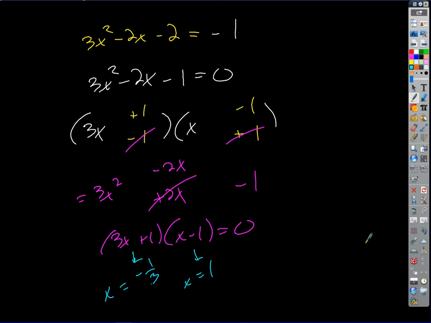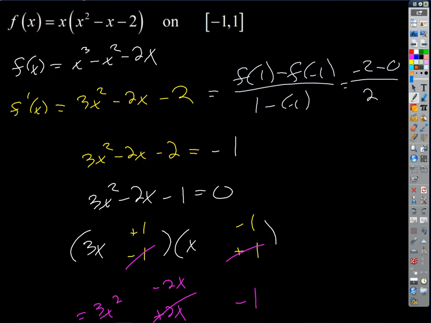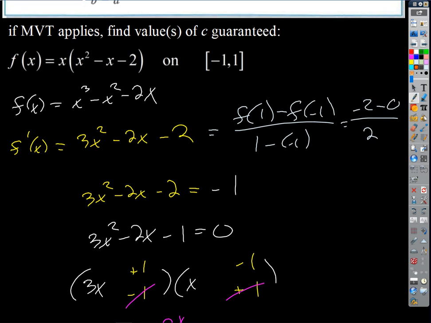Okay, are those both answers? Let's look at the original question again. Find the values of c guaranteed by the mean value theorem. Well, the mean value theorem only guarantees values of c in the interior of the interval, between a and b. So this is critical. There exists a number c in that interval. Our interval is from -1 to 1. So does 1 work? No. It doesn't work. It's not in the interior of the interval. It's at an endpoint. Does negative 1/3 work? It does, right? So that's our answer.